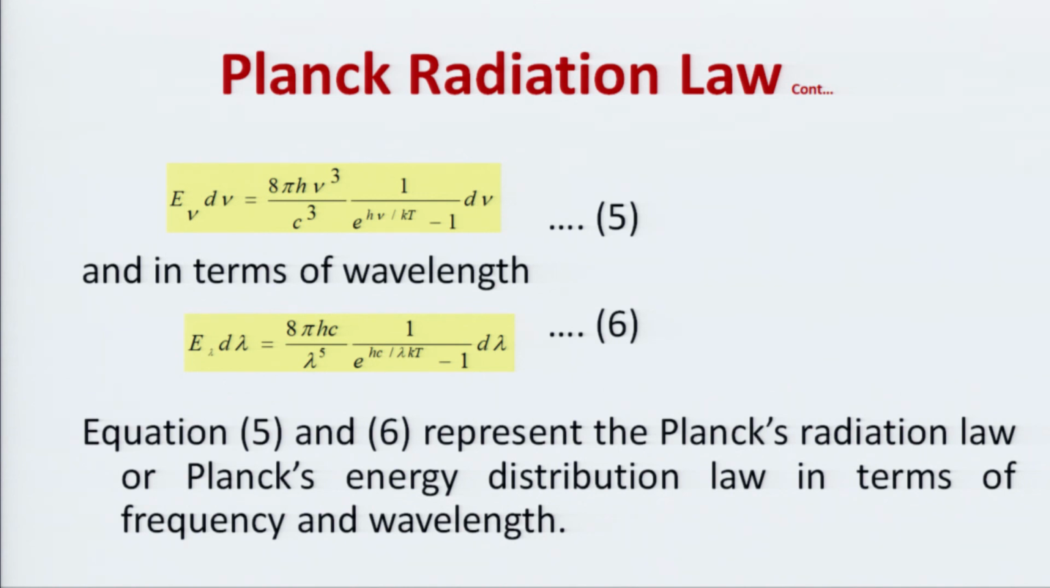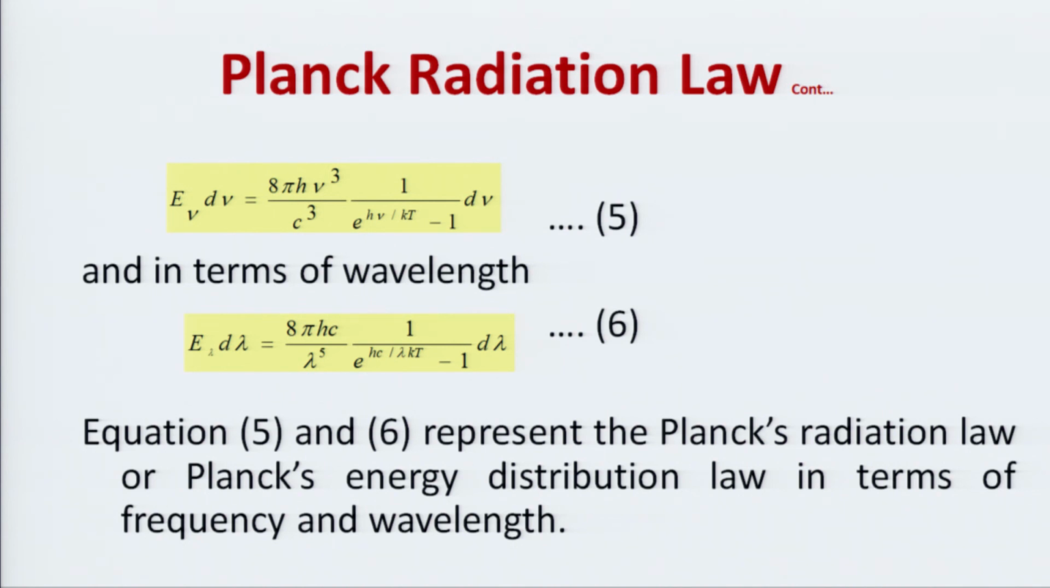Again, we can replace the frequency by wavelength, and we can get E lambda d lambda is equal to 8 pi h c upon lambda to power 5, 1 upon e to power h c by lambda k t minus 1 d lambda. Now, these two formulas, equations 5 and 6, represent the Planck radiation law or Planck energy distribution law in terms of frequency and wavelength.